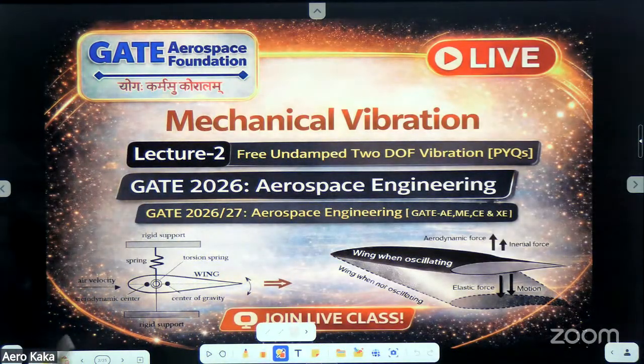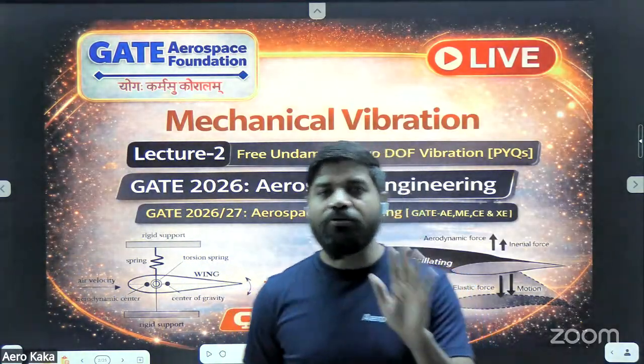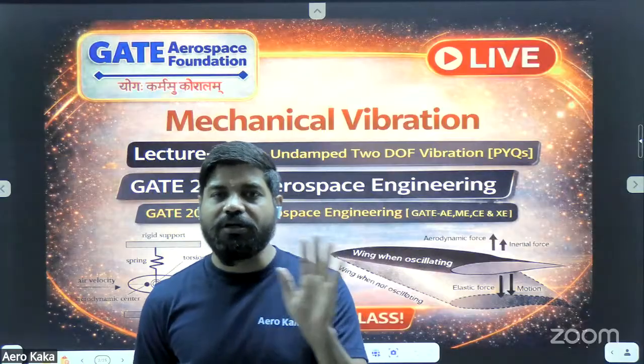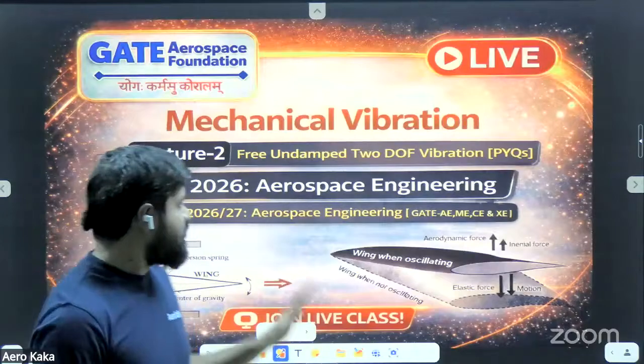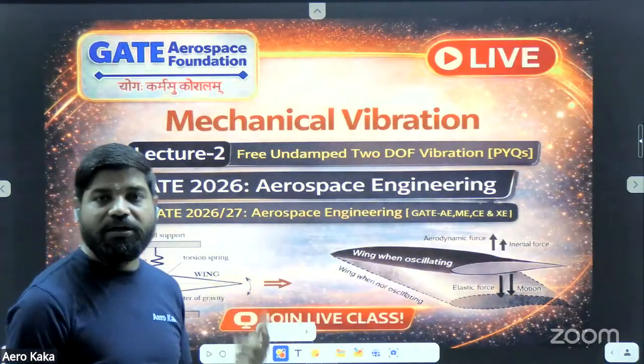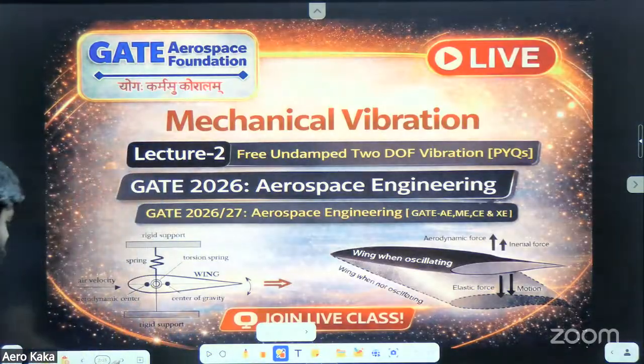We are going to solve the PYQs, and at the same time discuss all the concepts of the 2 degree of freedom system. Here we are considering an undamped 2 degree of freedom vibration system. Now, could we draw the generalized diagram for a 2 degree of freedom system?